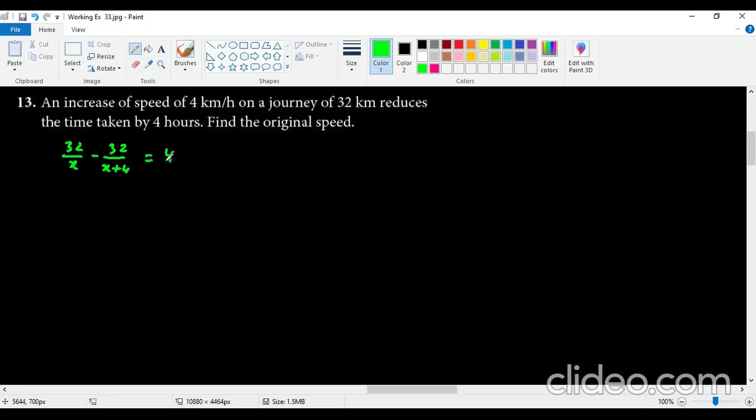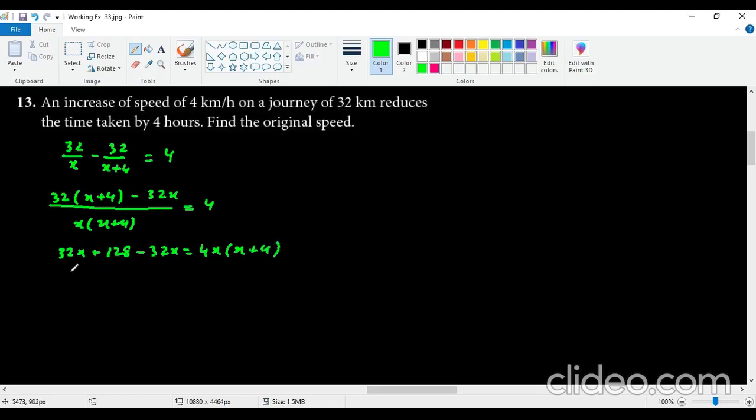So in here we do the cross multiplication. So 32 multiplied by x plus 4 minus 32 times x, which is the denominator, and this is going to be x plus 4 equals 4. Now in here this gives us 32x plus 32 times 4 is going to give us 128 minus 32x equals 4x multiplied by x plus 4.